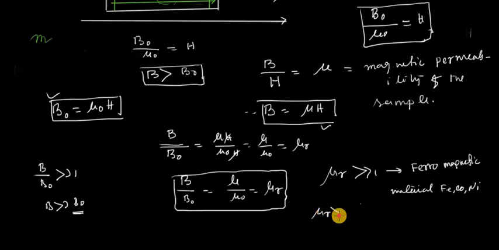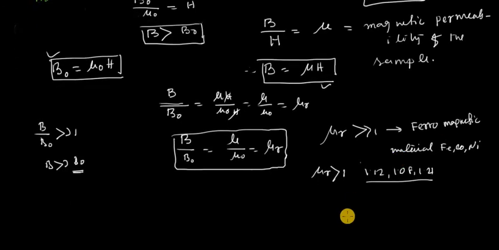Number 2, mu r is only slightly greater than 1, maybe 1.12 or 1.08 or 1.21 etc. Then this type of material is called paramagnetic material. Examples of paramagnetic material are copper, aluminium, oxygen.